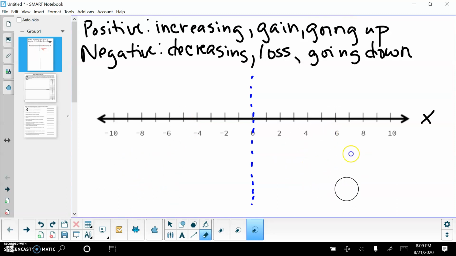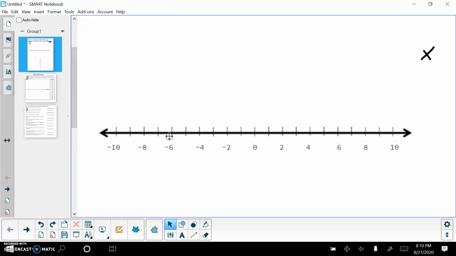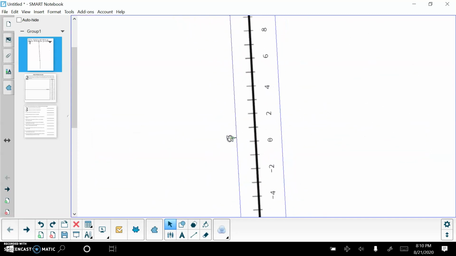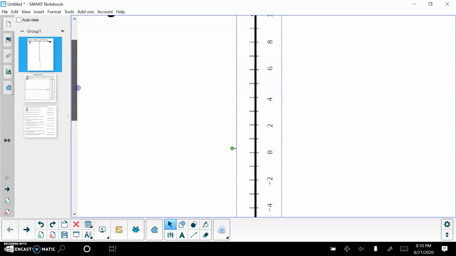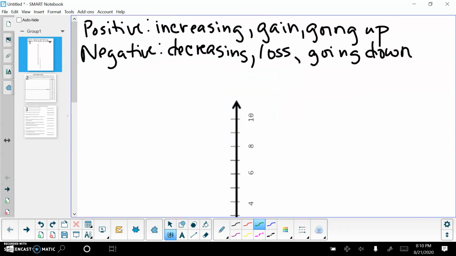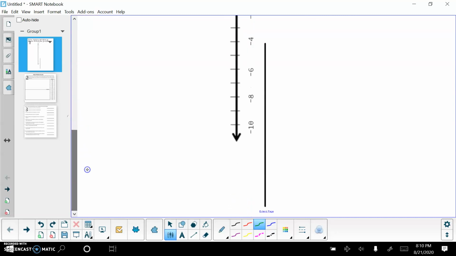Okay, now we're going to turn this and show how we can think about this for the y-axis. So I'm going to pull this down a little bit. Oops, try to get a little straighter. There we go. Since it's our up and down, it's our vertical axis, whereas the x is the horizontal, the y is the vertical. So from 0, going up are the positive numbers, and going down are the negative numbers.